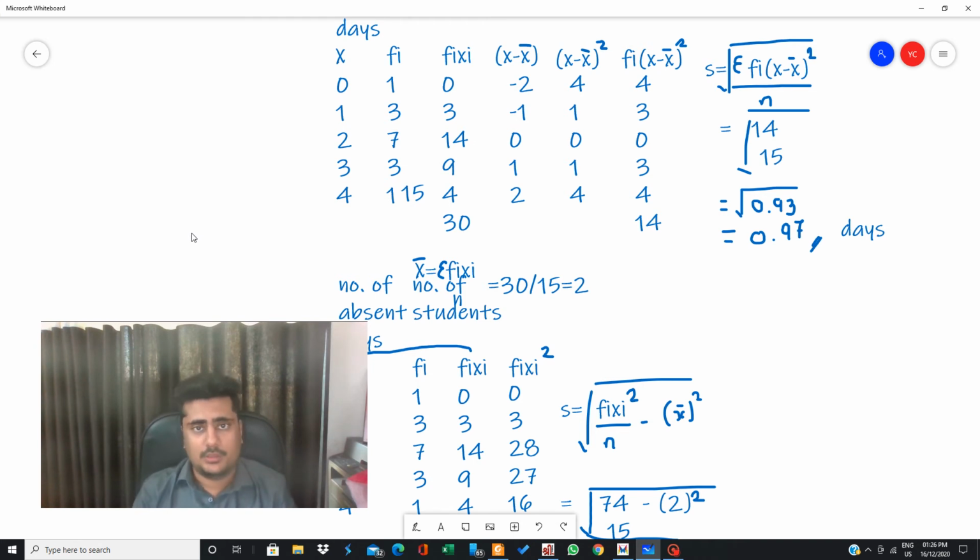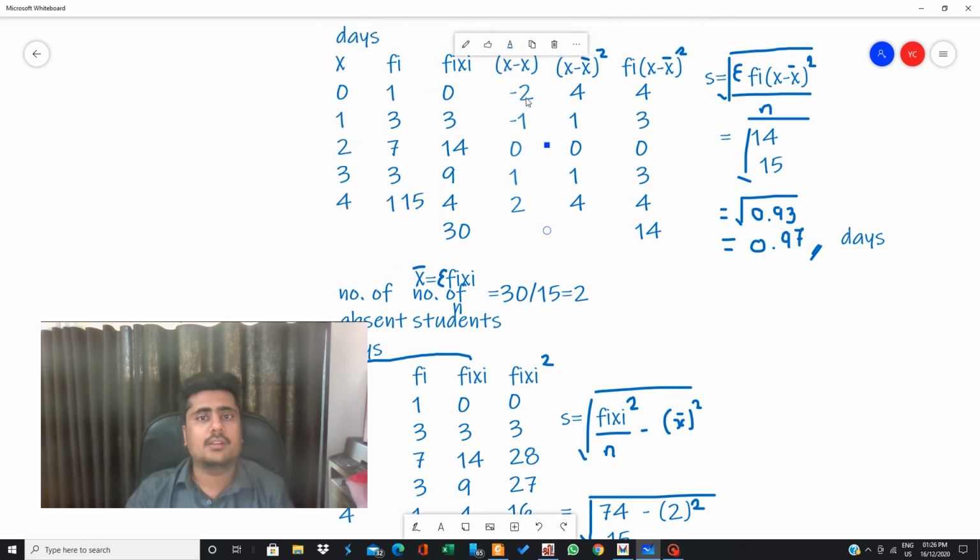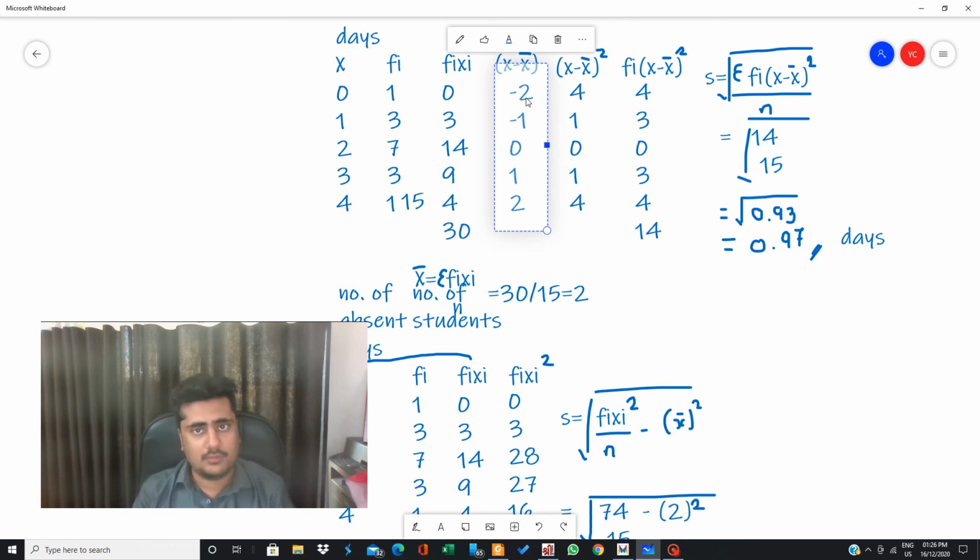In the first formula, we solved x bar first. What was x bar? It is sigma fi xi upon n. Sigma fi xi is very simple: you have to multiply xi into fi. After solving x bar, that is the mean, you had to find x minus x bar. Here x is 0, 1, 2, 3, 4, and you have to subtract 2, that is x bar, one by one.